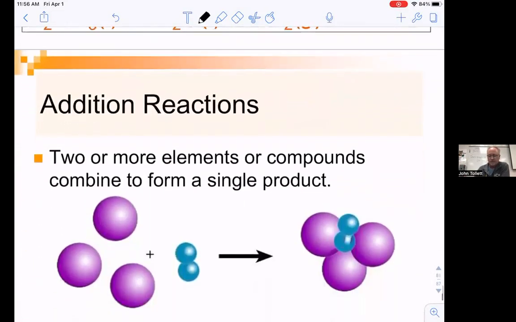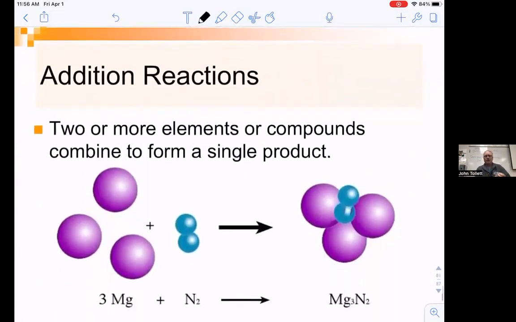So that takes us to addition reactions. In addition reactions, two or more things are going to come together to form a single product. Usually it's just two things, two elements or two compounds, or a compound and an element are going to combine to make a single compound.